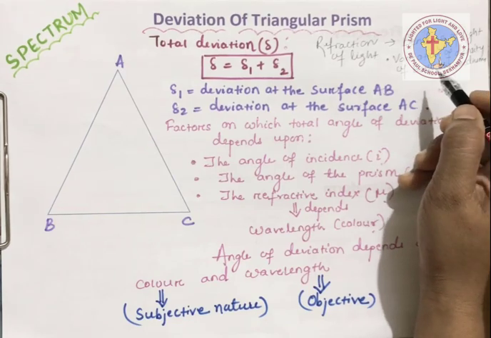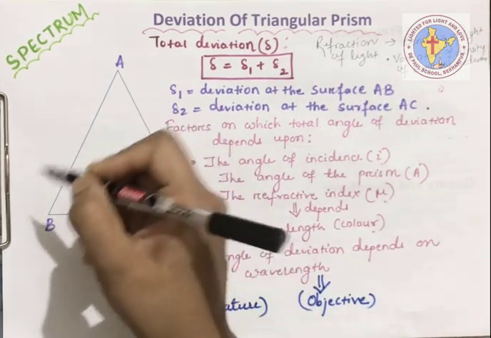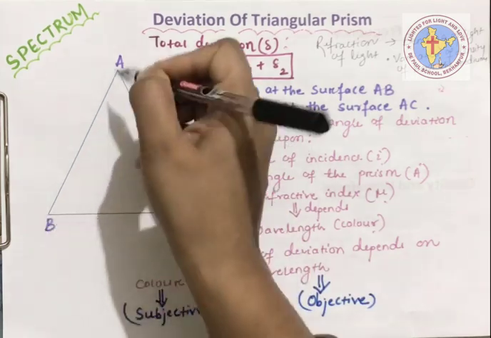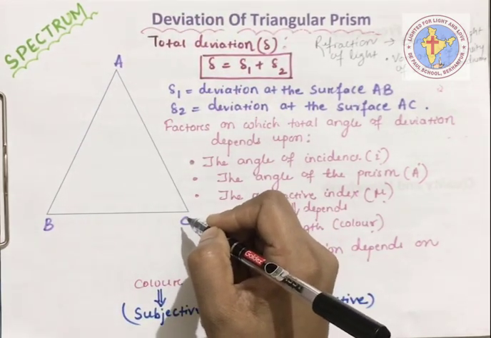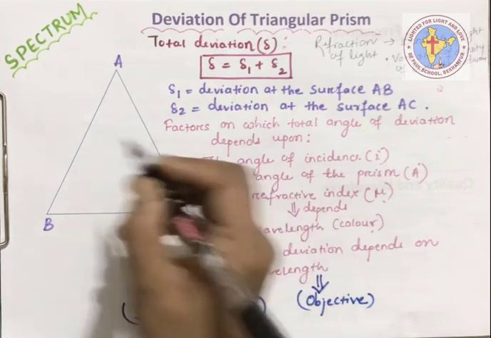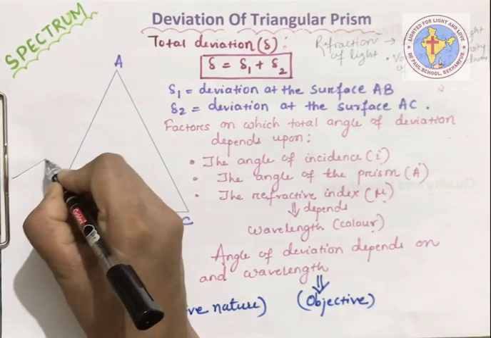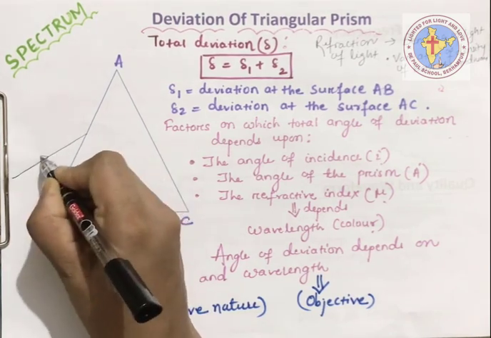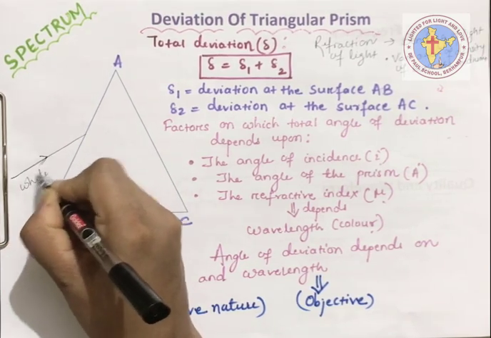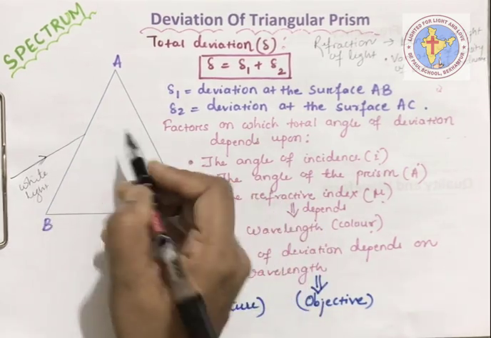Now let us understand this topic more with the help of this diagram. This is a triangular prism ABC. AB and AC are the two refracting surfaces. Now let us consider a white light incident on the surface AB. This is the white light incident on the surface.